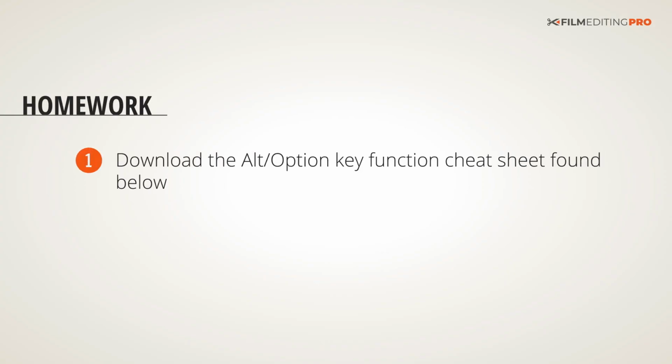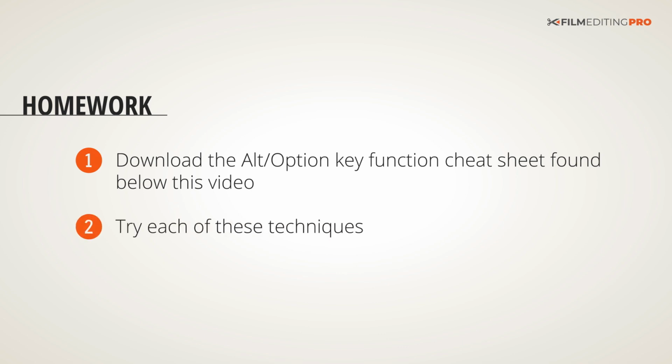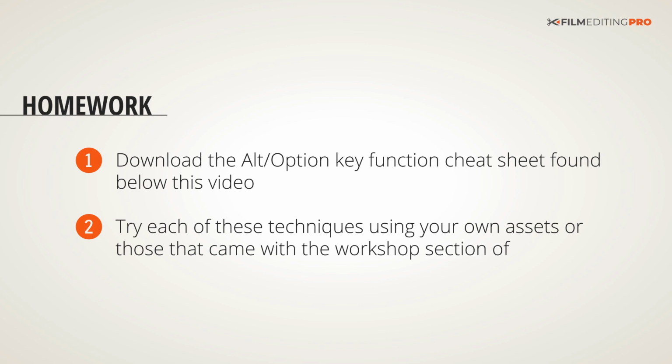This lesson is going to have some homework. First, download the Alt-Option key function cheat sheet found below this video. Next, try each of these techniques on your own, using either your own assets or the footage and audio found in the hands-on workshop section of this course. Coming up in the next lesson, we're going to be dynamically linking with After Effects.